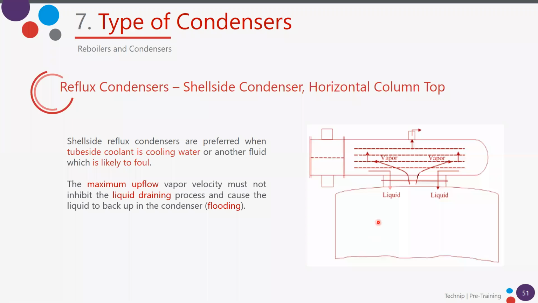The maximum upflow vapor velocity must not inhibit the liquid drain process and cause the liquid to back up in the condenser, flooding. So the velocity here shall be lower than the liquid going back. So we have to avoid having flooding here.